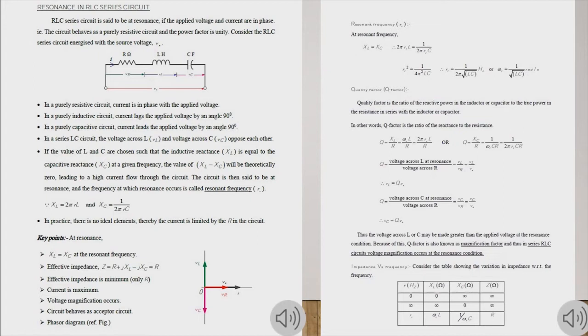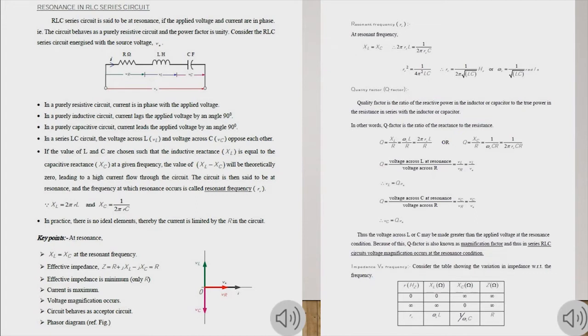Quality factor. Quality factor is the ratio of reactive power in the inductor or capacitor to true power in the resistance in series with the inductor or capacitor. In other words, Q factor is the ratio of the reactance to the resistance. Q equal to XL by R equal to omega L by R equal to 2 pi fL by R, or Q equal to XC by R equal to 1 by omega RC equal to 1 by 2 pi fRC.